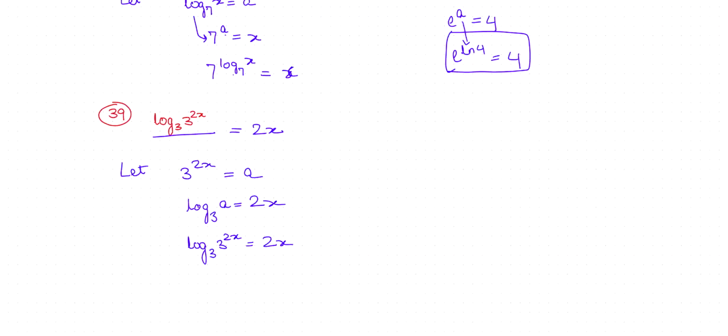So we can also do it like this. We let 3 raised to power 2x be equal to a. So now if we convert this into log, base is 3, argument is a, and this is equal to 2x. Now substituting back the value of a, we get this, which was our question, and 2x is the answer.